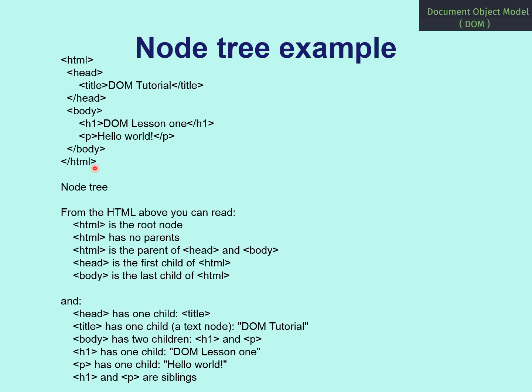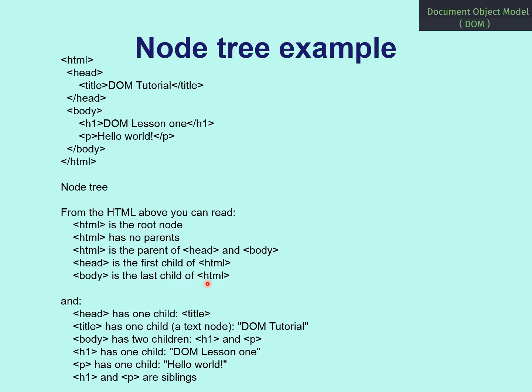Now we are trying to construct how the web browser constructs the DOM model. For this simple web page, the node tree is created like this. From the HTML above, HTML is set as the root node. HTML has no parent, so it will be treated as the root node. HTML is the parent of head and body, because inside the HTML, first the head tag is opened and closed, then the body tag is opened and closed, then HTML is closed. Head is the first child of HTML and body is the last child of HTML.